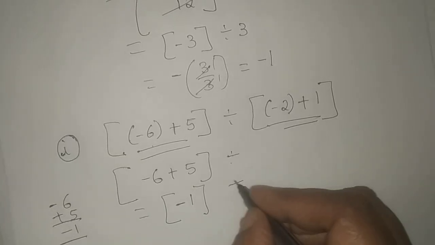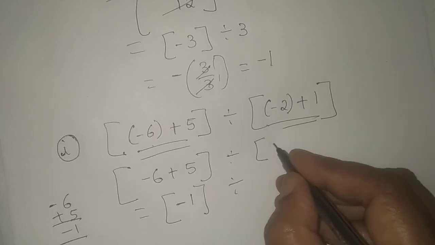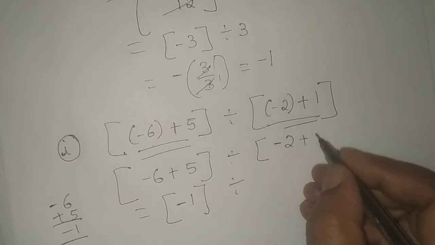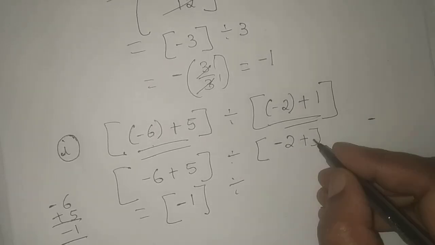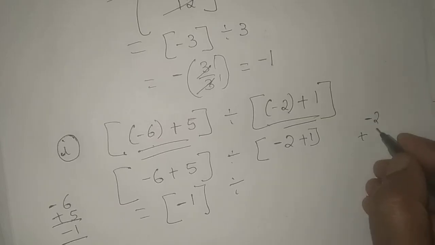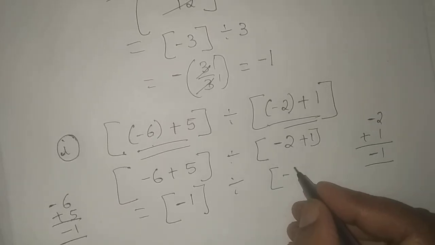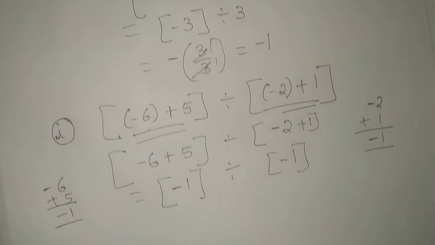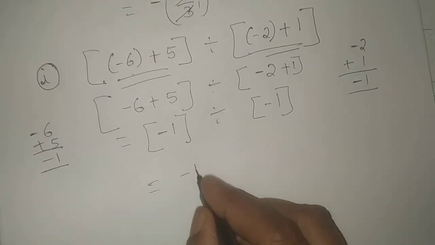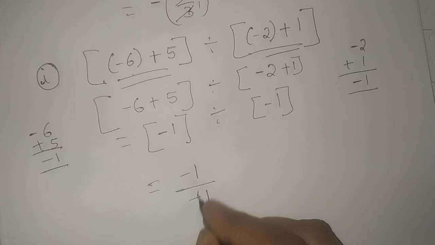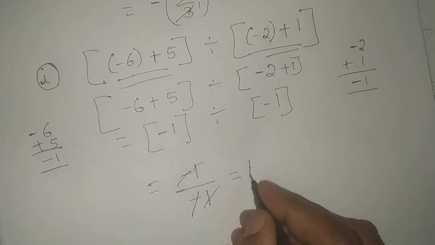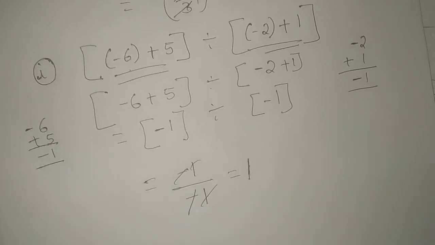Then this, minus 2 plus 1, minus 2 plus 1, is minus 1. Therefore this is minus 1. Now minus 1 divided by minus 1. Cancel everything, you will get 1 as the answer.